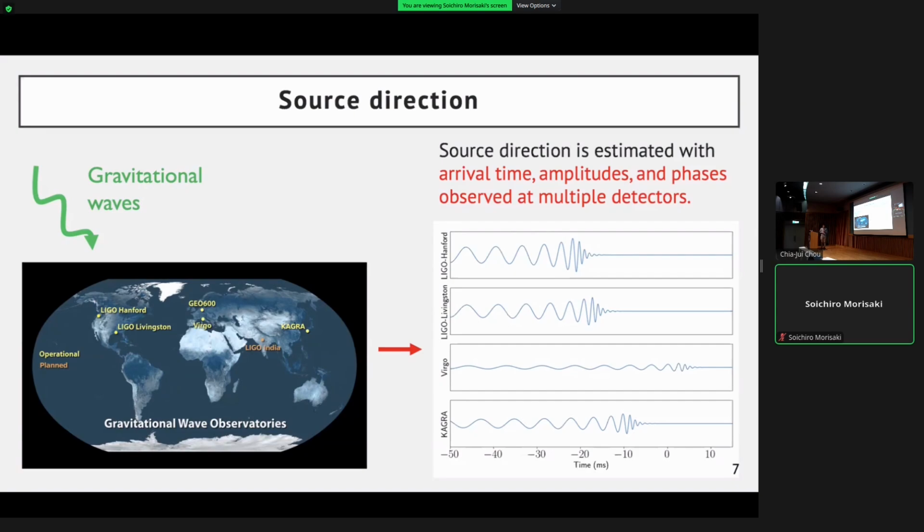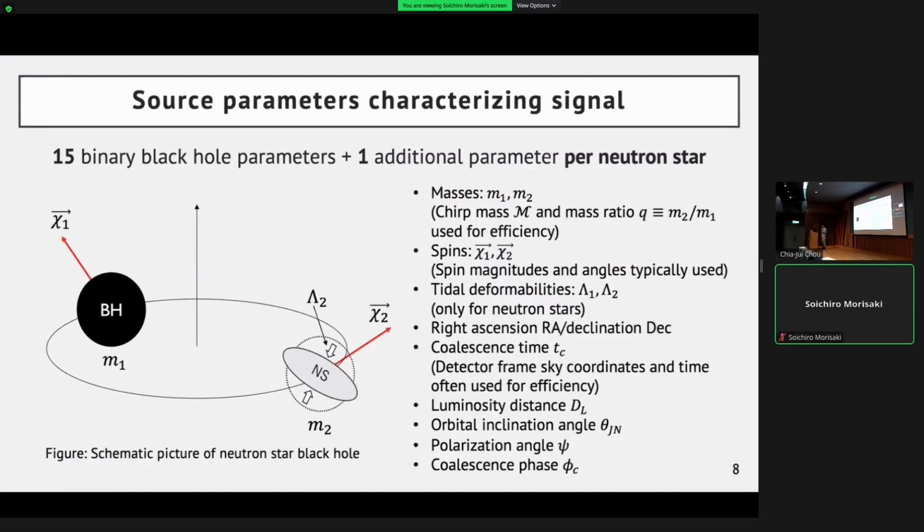You can also see that the observed signal amplitudes are different among different detectors because each detector has a different orientation. So we can also use that amplitude information to improve the source localization. To summarize, I list all the parameters characterizing the CBC phenomena in this slide. We have mass parameters, spin parameters, tidal deformability parameters, and source direction parameterized by right ascension and declination. In addition, we have a coalescence parameter, distance to the source, and some angle parameters that determine the geometrical configuration of the binary. In total, we have 15 parameters for binary black hole mergers and one additional tidal parameter per neutron star. So we have many parameters.